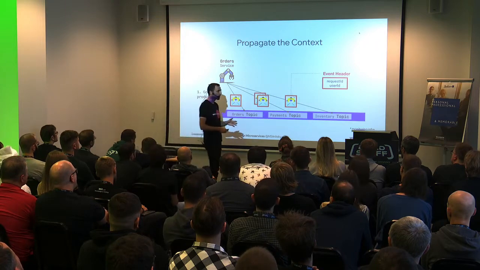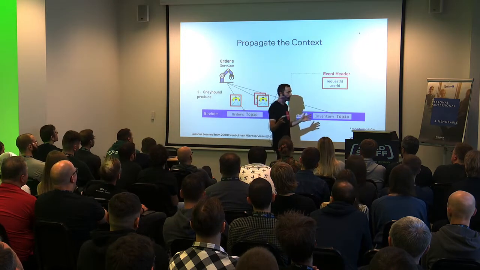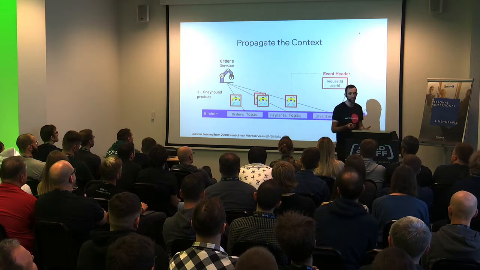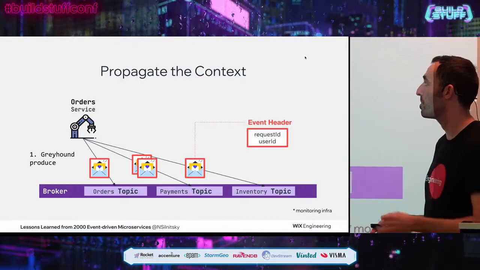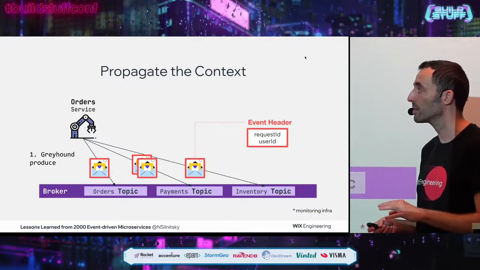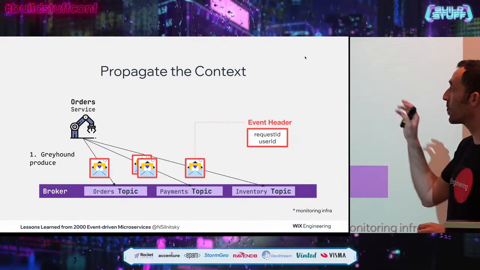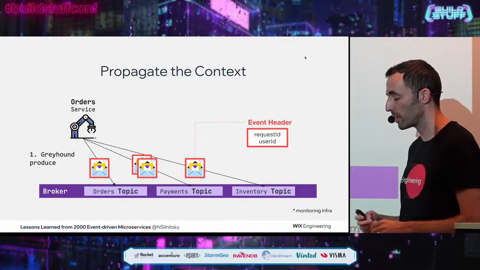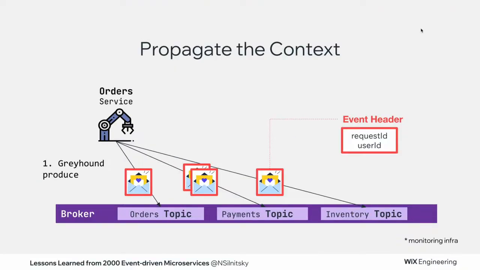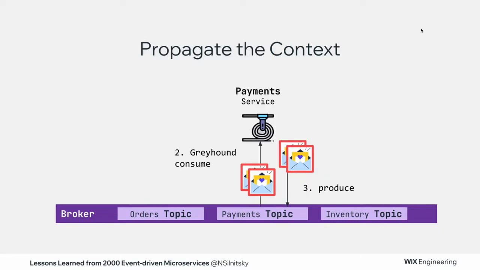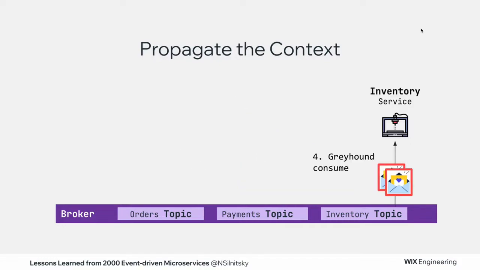We needed to put infrastructure in place to make it easy to track the events flow throughout the system. So we introduced in Kafka headers via Greyhound the request ID, the original request coming in from the user, and the user ID, and we propagate it through Greyhound. So the producer writes it to Kafka headers, and the consumer reads them, and then makes it available for the monitoring infrastructure, and then reproduces them again, so it propagates throughout the system.